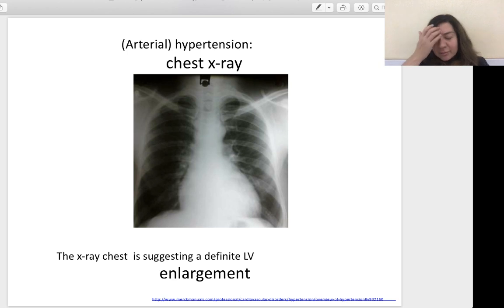And left ventricle hypertrophy is a very often result, a very often complication of hypertension. It is hypertrophy and remodeling of the left ventricle, because the heart and myocardium are one of the target organs for hypertension.